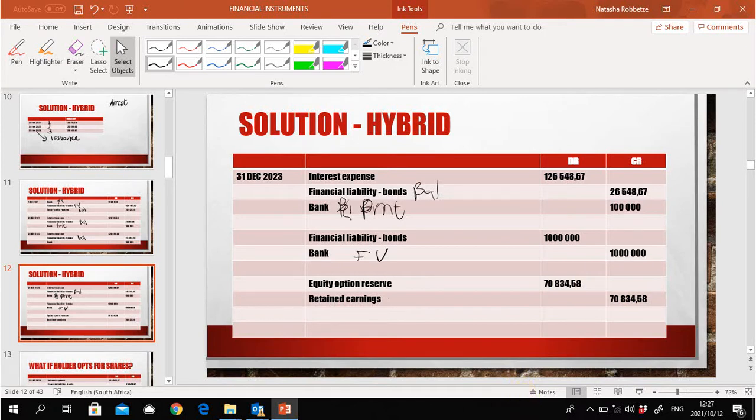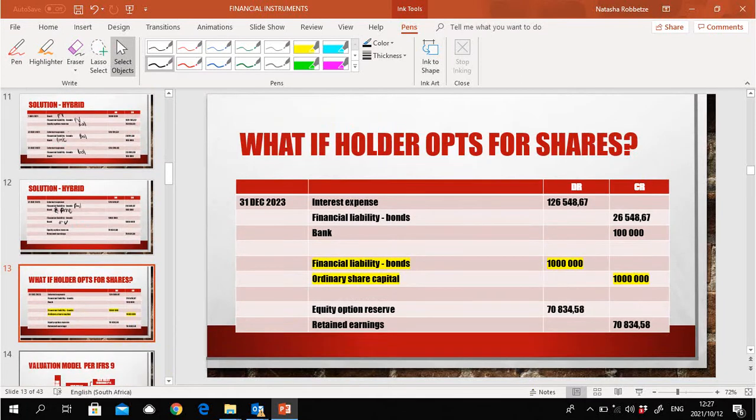So students may ask, what happens then in circumstances where they opt to take the shares? So in that instance, the only thing that will change is the credit. So the financial liability is still closed off, because once they've chosen the shares, you don't owe them anything anymore. However, instead of the bank, you will now credit the ordinary share capital. If the option is to take up preference shares, you will credit the preference share capital. So this account is the only difference.